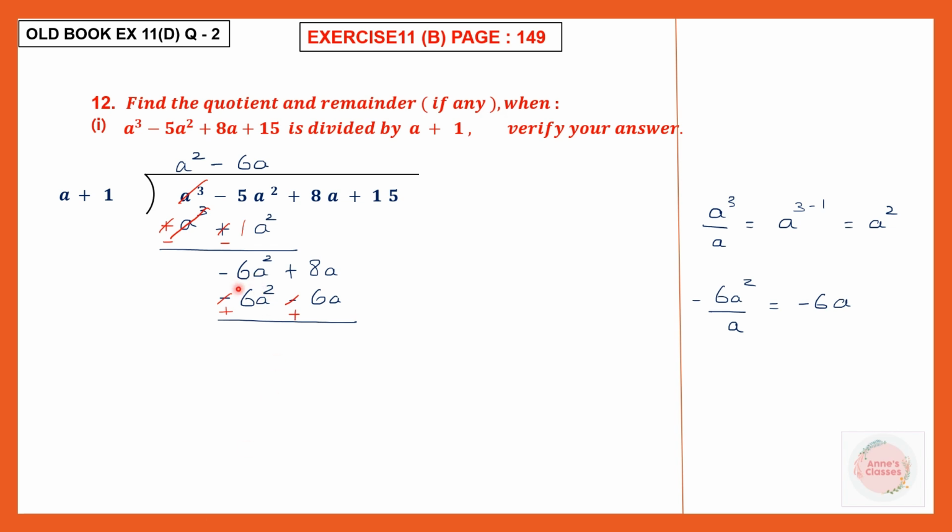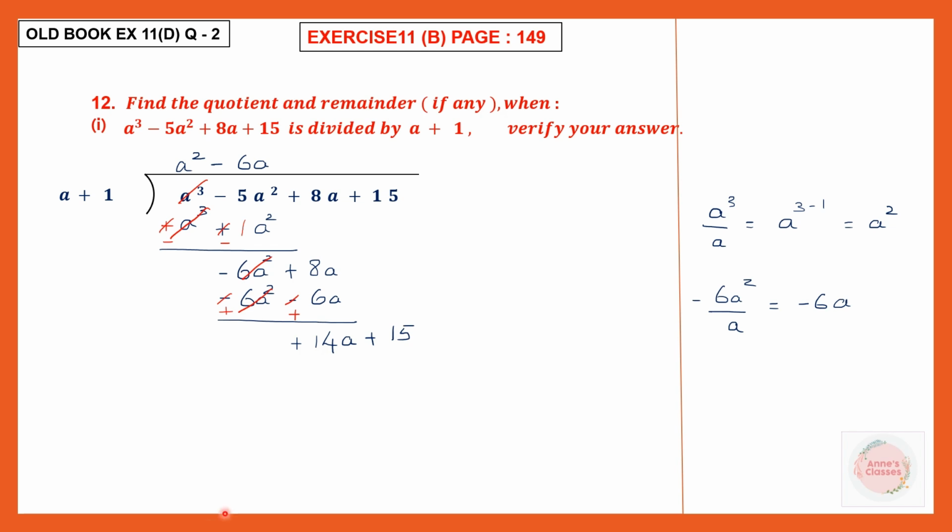Now here you have minus 6a square and plus 6a square. Both get cancelled. Now here we have plus 8a plus 6a. So signs are the same, so we put the same sign and we add up. 8 plus 6 is 14. So that is 14a. Now bring down the next term which is plus 15. Let's bring that down here. So it is plus 15.